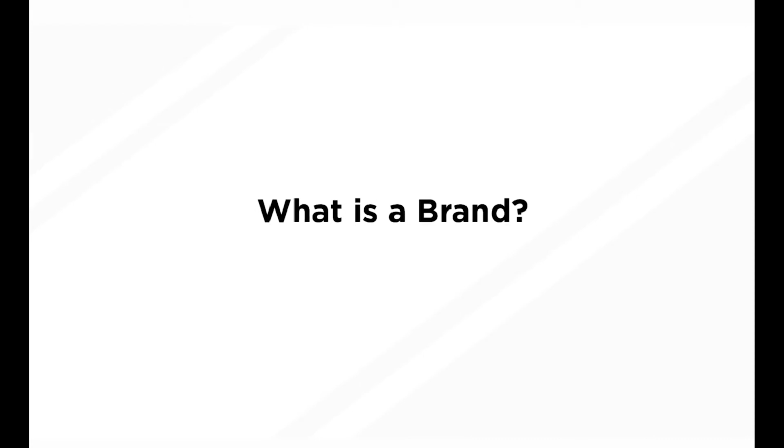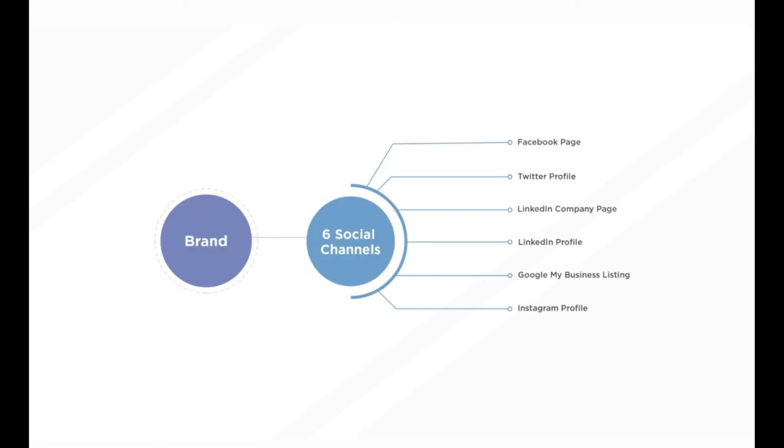First of all, what is a portal? When you sign up for Zoho Social, a portal is automatically created for you. Your portal houses all of your brands. What is a brand? A brand represents the social channels for a single entity or a business unit. When you first log into Zoho Social, you can set up your brand by connecting the following social channels: your Facebook page, Twitter profile, LinkedIn company page, LinkedIn profile, Google My Business listing, and Instagram profile.